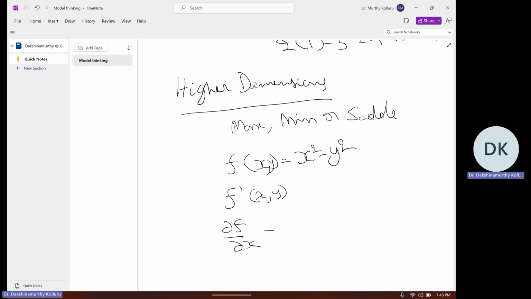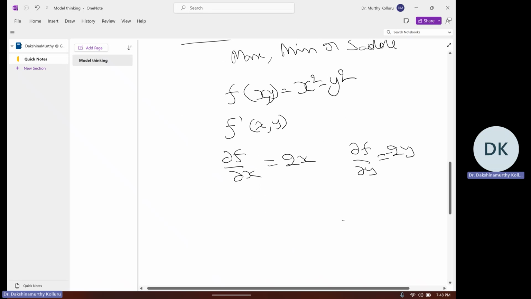Dou f by dou x is equal to 2x. Similarly, I'll keep y constant, x variable, and dou f by dou y is equal to minus 2y. So those are our critical points. And when will they be equal to 0? Independently, I have to make them equal to 0. 2x is equal to 0 and hence x is equal to 0, y is equal to 0. So the critical points are at x is equal to 0, y is equal to 0.